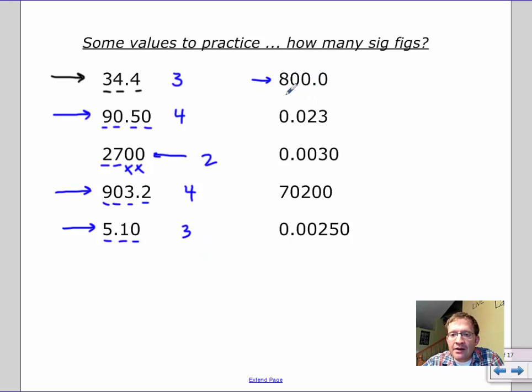On the other side, 800.0, again, a decimal point is present. So I start from the left. 1, 2, 3, 4. All those values are precise. On the next example, 0.023, the decimal point is present, so I start from the Pacific side, the left, with the first non-zero. So we don't count the 0 here, we don't count the 0 here. We're going to count the 2 and the 3, 2 significant figures.